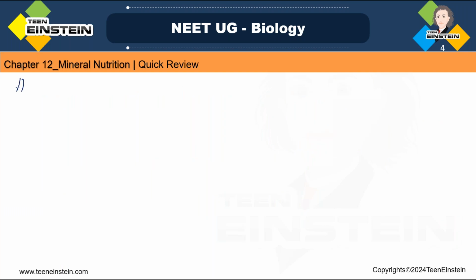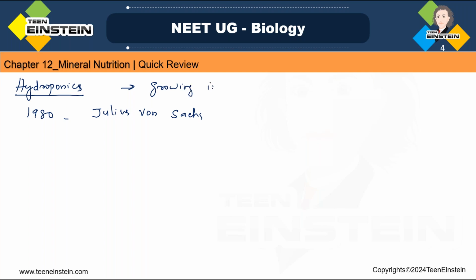So let's see hydroponics. What is hydroponics? See, we said about mineral nutrition, right? In 1980, Julius von Sachs demonstrated for the first time that plants could be grown up to maturity in a defined nutrient solution in the absence of soil. Okay, hydroponics is the concept of growing plants in the absence of soil.